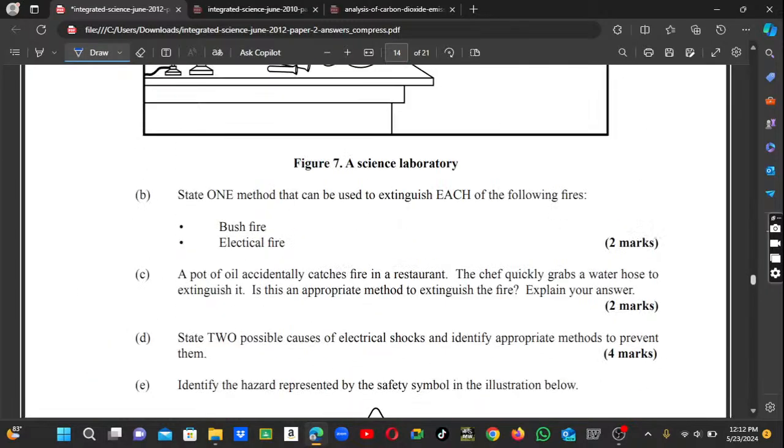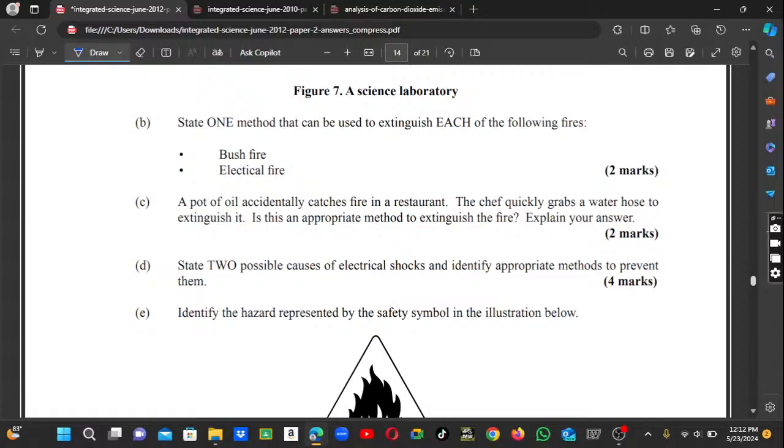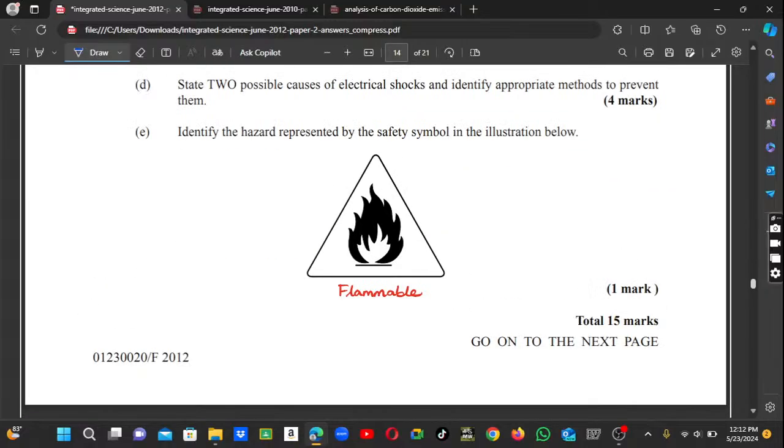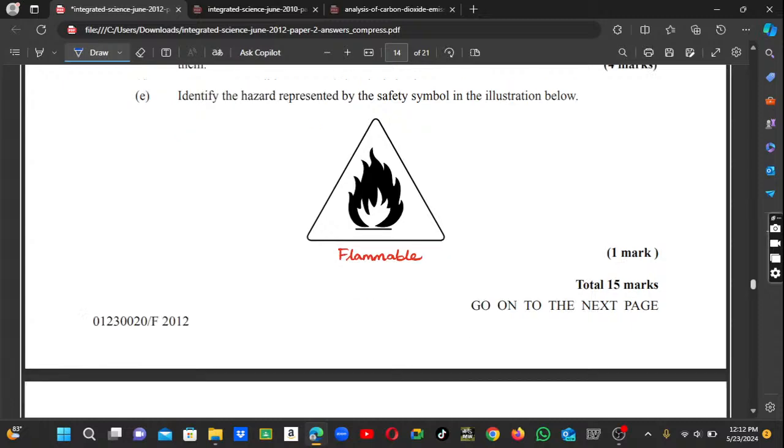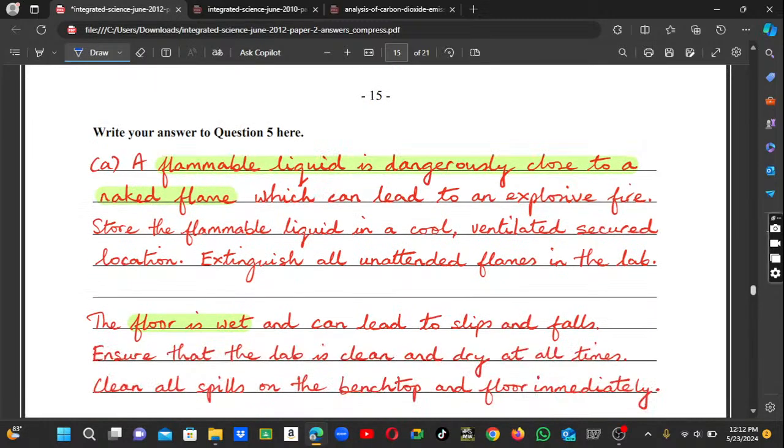Alright, so here we are talking about bushfire, we are talking about electrical fire. First things first, let me go back down to here. We're going to write our answer here since we don't have enough space. So we're talking about the flammable now. We are seeing that the flammable liquid would be dangerous because it's close to the naked flame, right? While it's close to the naked flame, it can lead to an explosive fire. Therefore, store the flammable liquid in a cool, ventilated, secured location and extinguish all unattended flames in labs.